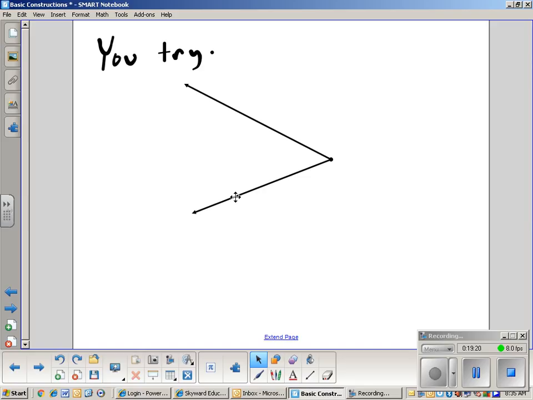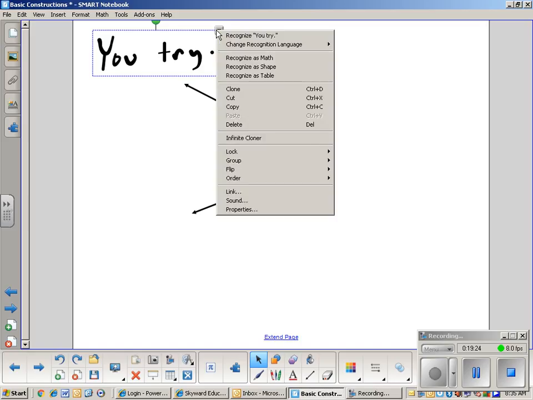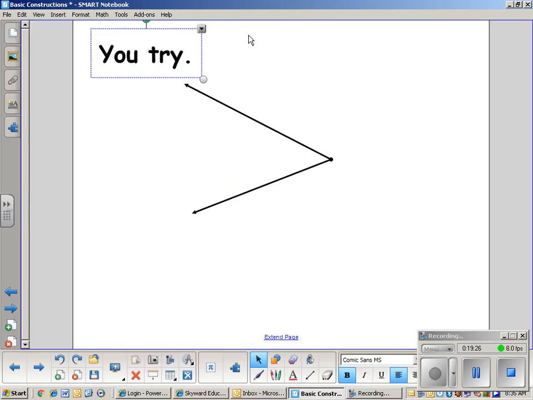I want you to try this one, do it again, construct an angle bisector. I've turned the angle around. And the reason I did that is because sometimes when you turn things around, everything looks backwards and it's hard to do. So try that.